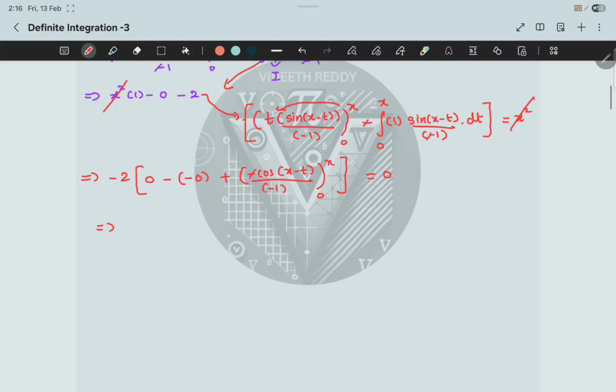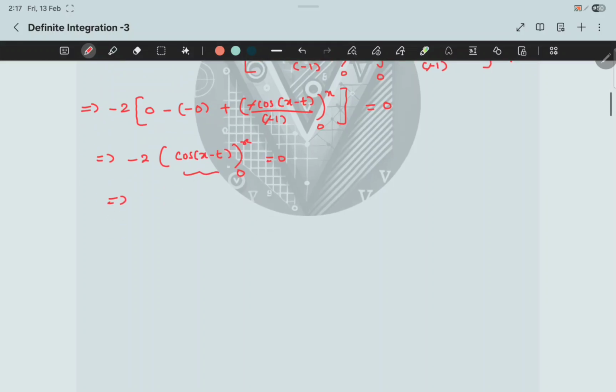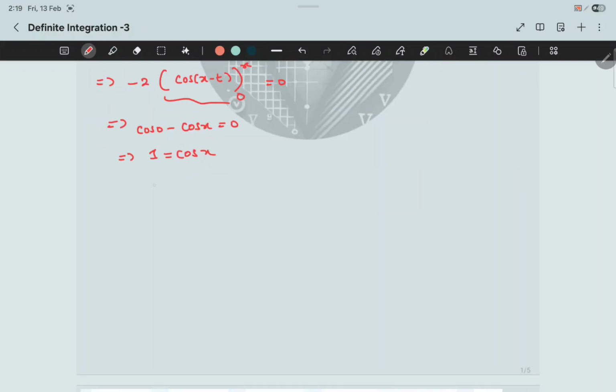I hope you understood this. So finally we have this, and this gets cancelled. Finally we have -2 times cos(x minus t), the limits are from 0 to x. That means this bracket should be equal to 0, right? Because 0 by -2 is anyway 0, and we replace t with x, so we get cos 0 minus cos x equals 0, right? That means 1 is equal to cos x. x can be either 0 or 2 pi or 4 pi and so on.